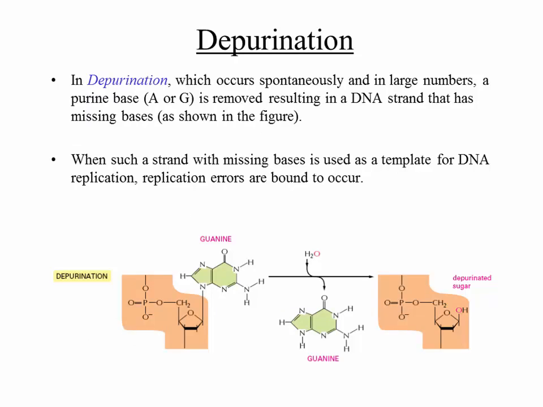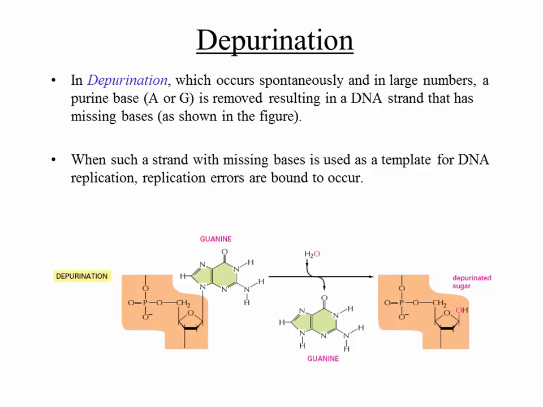What is depurination? Now remember, purines are adenine and guanine, right? So you have purines and pyrimidines, right? So in depurination, which occurs spontaneously and in large numbers, a purine base, which is adenine or guanine, is removed, resulting in a DNA strand that has got missing bases, as shown in the figure on the right. So this was a guanine, right, that was attached to the sugar phosphate backbone. Spontaneously that guanine got removed, right?